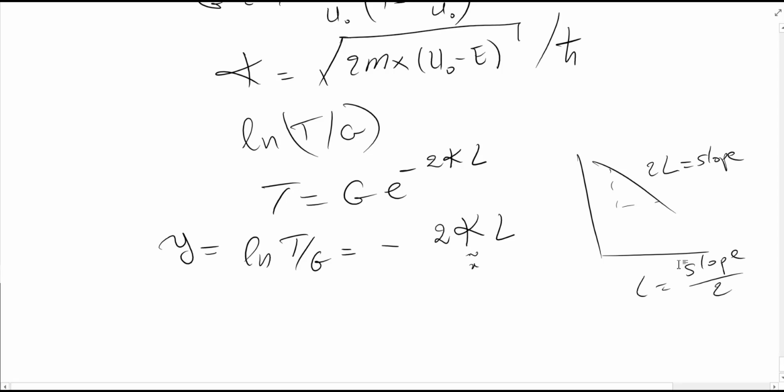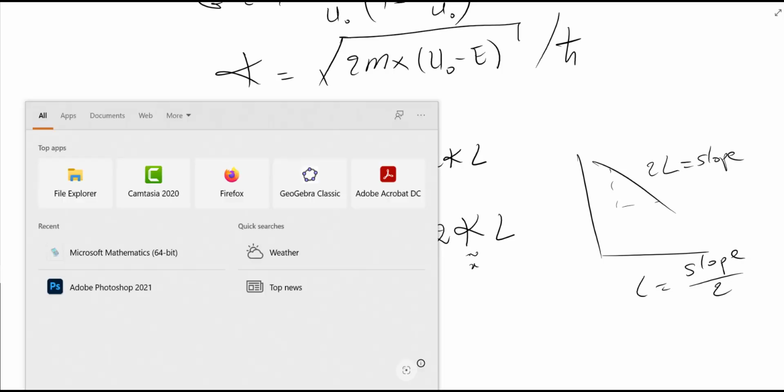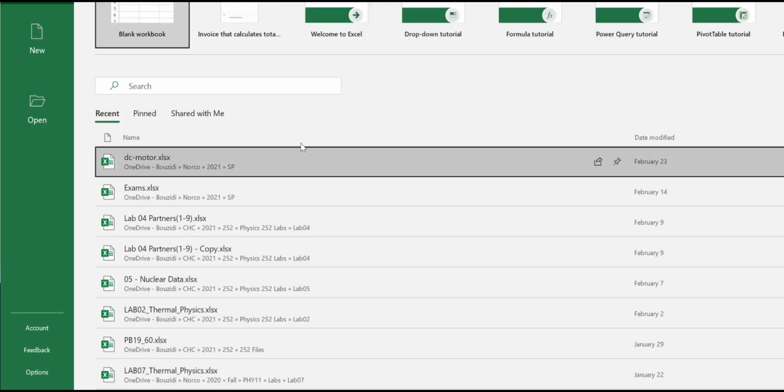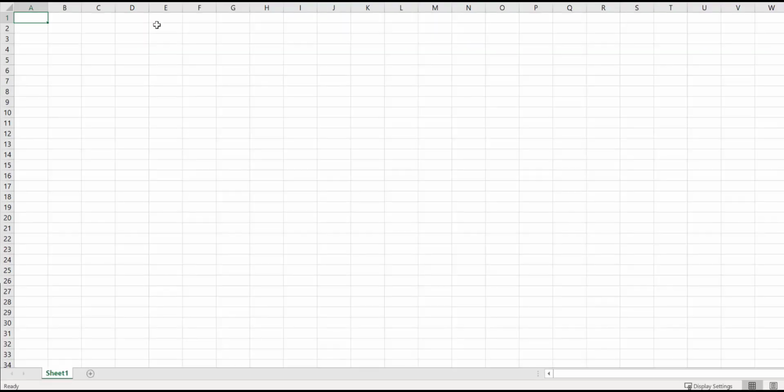So let me start this problem with Excel. Let me get Excel going. Okay, so we have Excel now, and let's start plotting stuff in here. So we have E first, and E is given to be 4, 5, 6, 7, and then 7.6. Okay, we need T now.